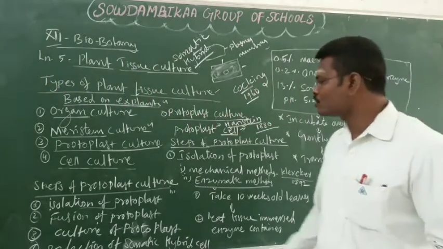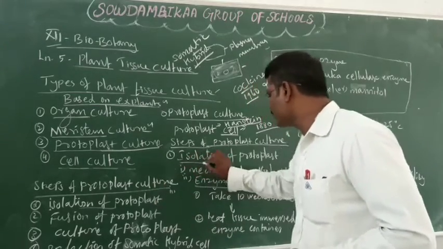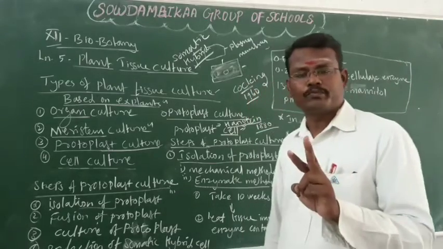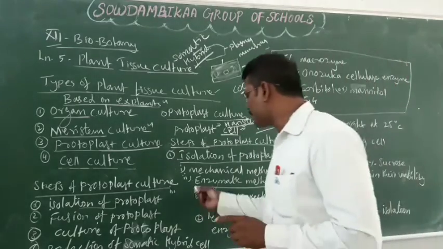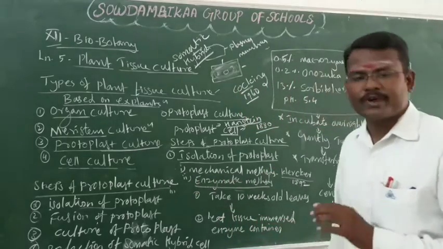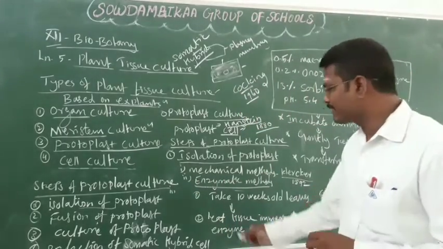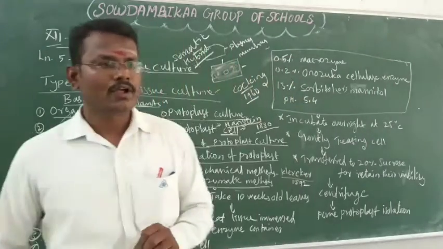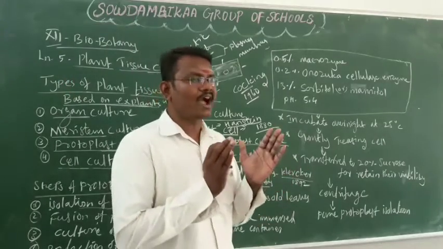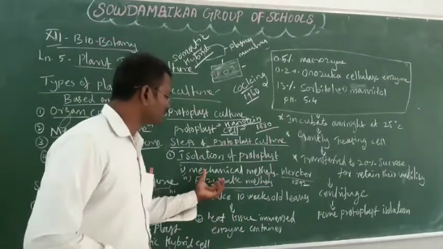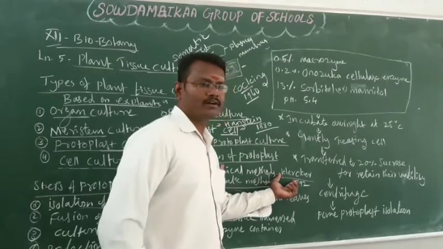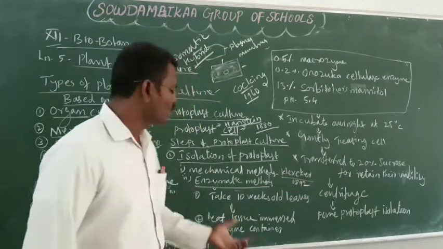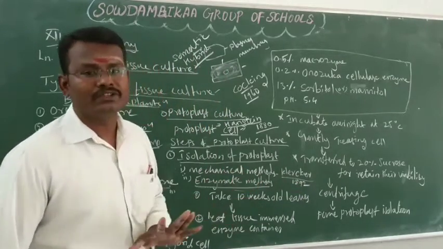The first one, isolation of the protoplast, is very important. There are two methods: one is the mechanical method, another is the enzymatic method. Our textbook gives only the enzymatic method. For the mechanical method, who first isolated protoplasts? Klercker, in 1892, first isolated protoplasts by the mechanical method.